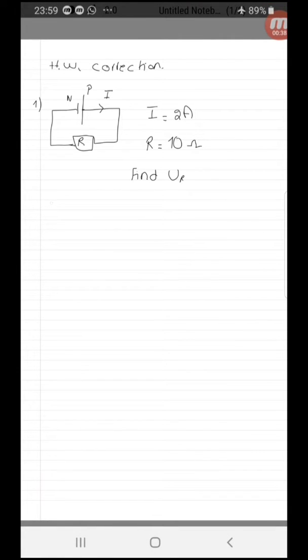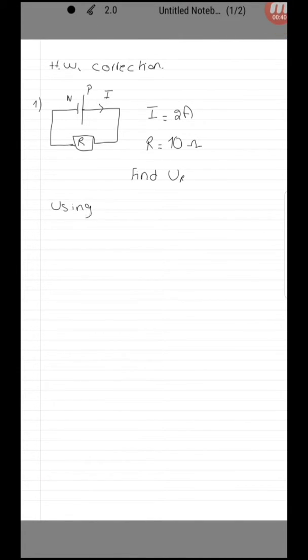So, using Ohm's law, U of the resistor is equal to the resistance times the current. So, the resistance is equal to 10 ohms times the current, which is equal to 2 amperes. So, U is equal to 20 volts.